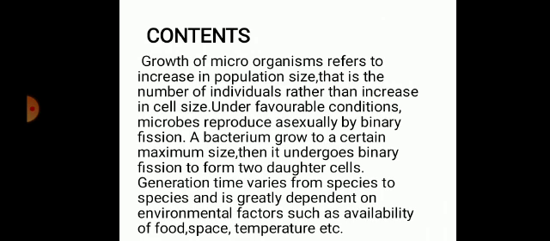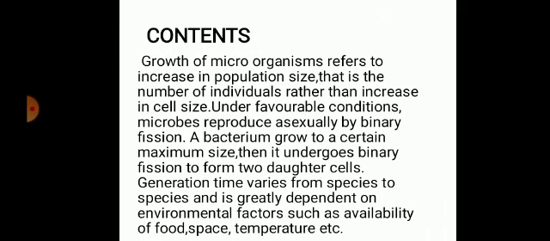When we talk of binary fission, it is a situation where an organism grows to a certain stage at which it splits itself into two daughter cells. So the organism that splits itself is the parent cell and the offspring is known as the daughter cell. So under favorable conditions, microbes reproduce asexually by binary fission. A bacterium grows to a certain maximum size, then it undergoes binary fission to form two daughter cells. That is how microorganisms grow.